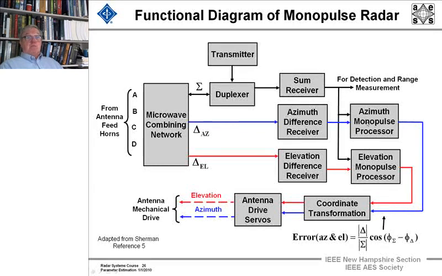The sum receiver will be used for detection and range measurement, but the sum receiver will also go into the azimuth monopulse processor and the elevation monopulse processor, where you'll do coordinate transformation and then go to antenna drive servos. If the target is getting near the edge of the beam, because the target has moved, it'll point the antenna back, keeping the boresight of the antenna as close to the real target location as possible. And these go to the antenna mechanical drives to keep the elevation and azimuth right on target as best it can.